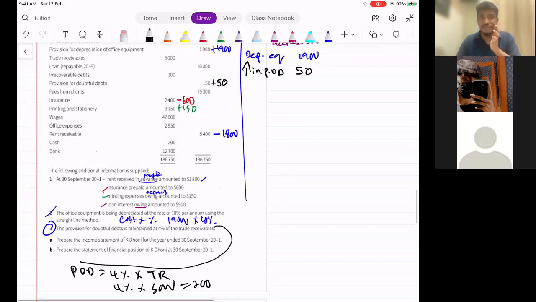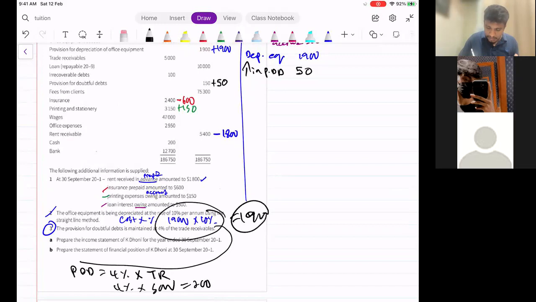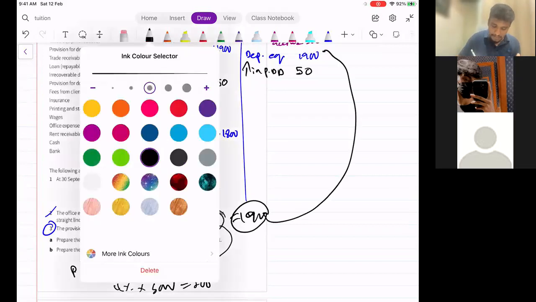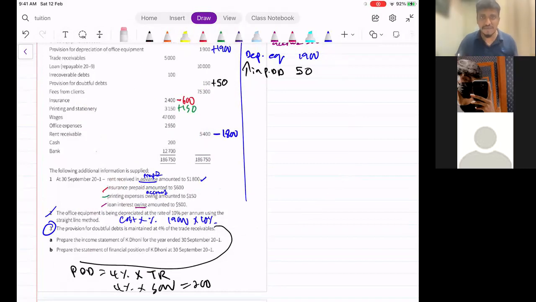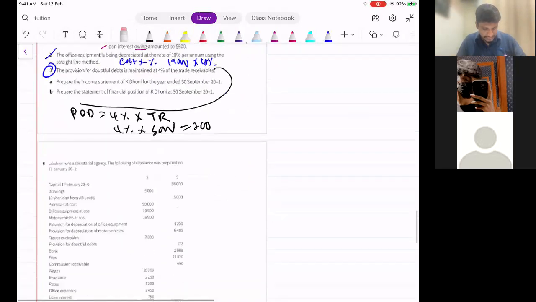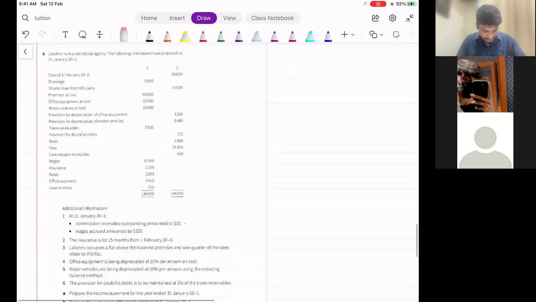Provision for doubtful debt, unlike depreciation, where I calculate how much to write here. But for provision for doubtful debt, we see the difference. It's increase or decrease, and how much it's increase. Okay, next question. Can you try this?